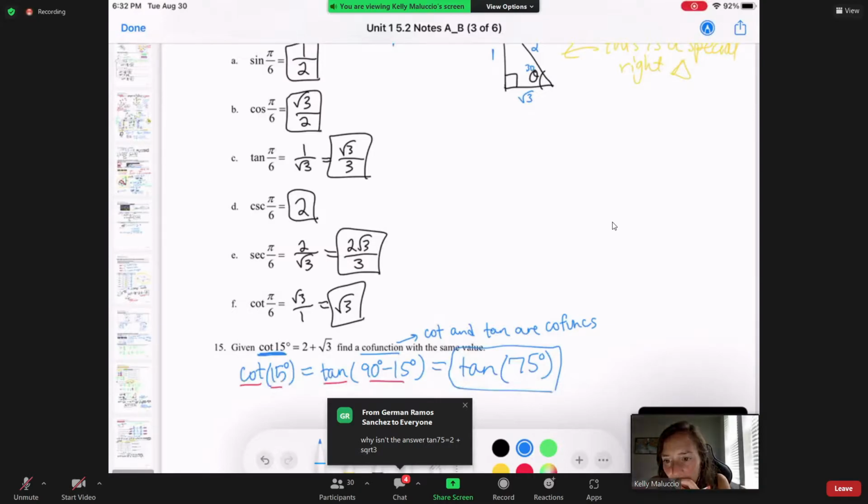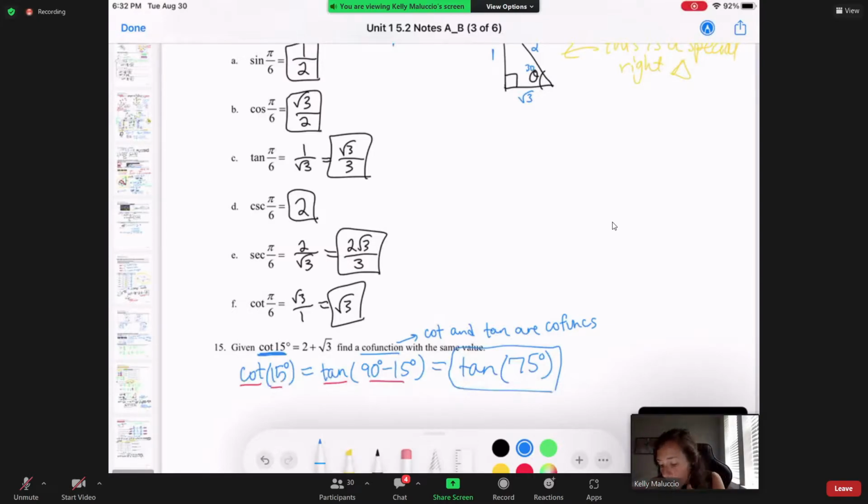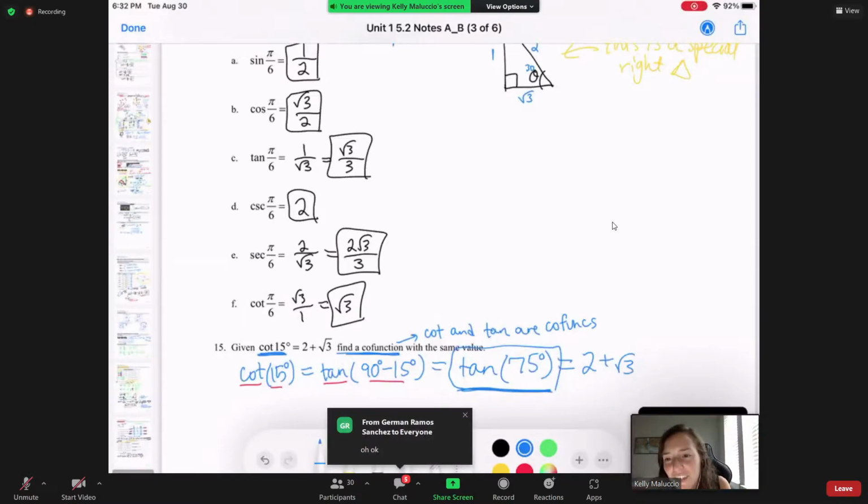And why isn't the answer tan 75 equals, sorry. This does equal 2 plus square root of 3, but the question is just saying, find a cofunction with the same value. This is it. So I had put that last time. You don't need to put that it equals this. Yeah, thank you.